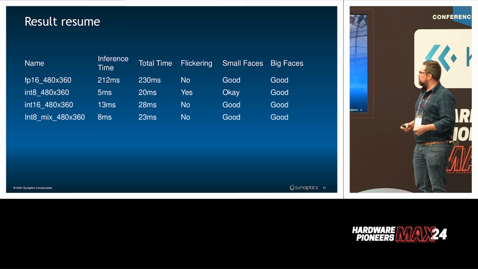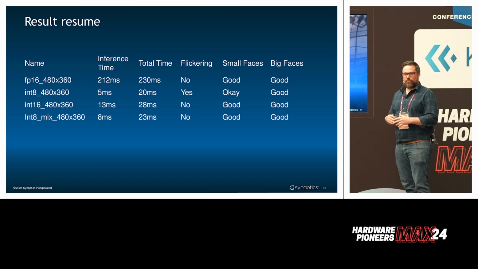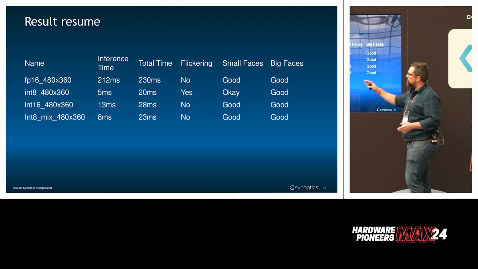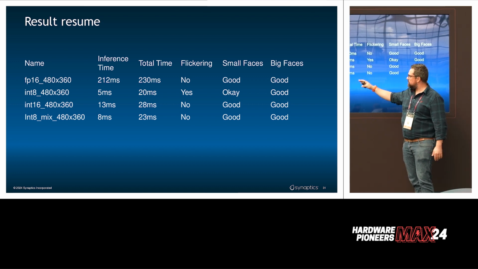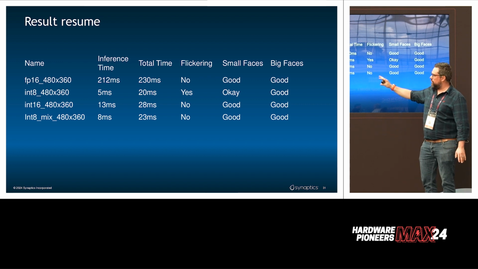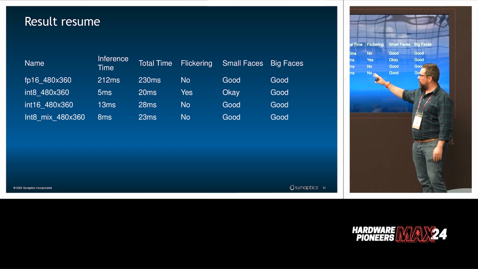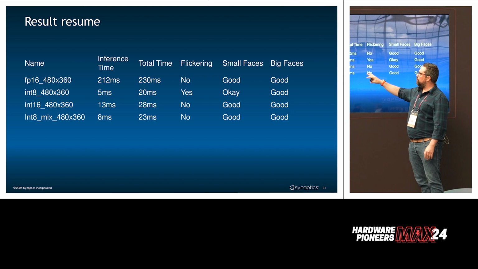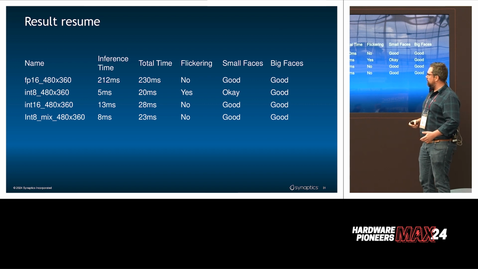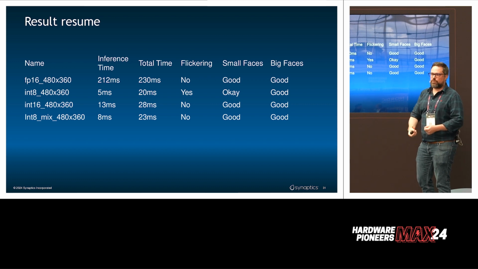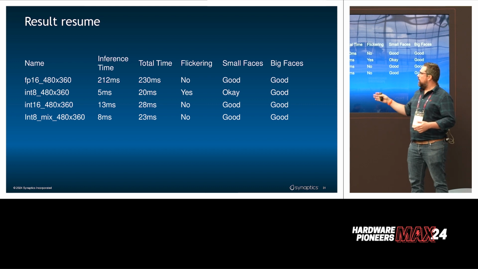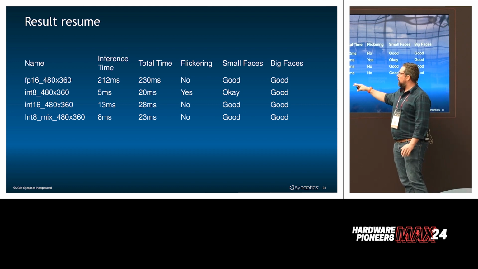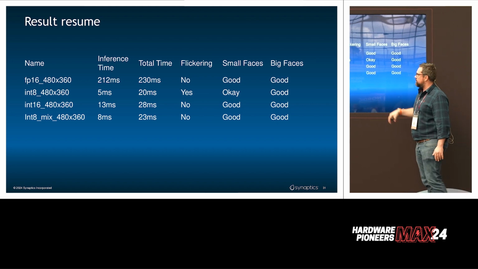So if we compare, a quick summary of what we get. We're starting from float16, where it took more than 200 milliseconds to do the inference. Then we see that we were a bit too aggressive, going down to 5 milliseconds. Once we go to int16, we have around 13 milliseconds. And if we want, maybe we can change the layer where we want to do the optimization. Then if we do the mix, we arrive at around 8 milliseconds.